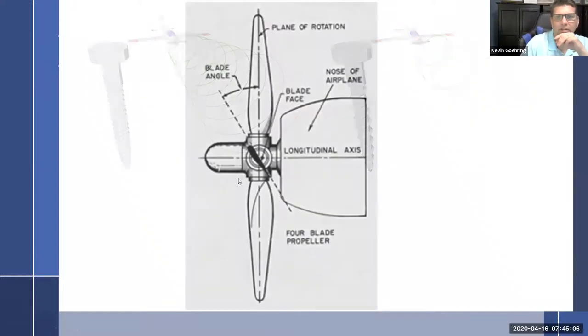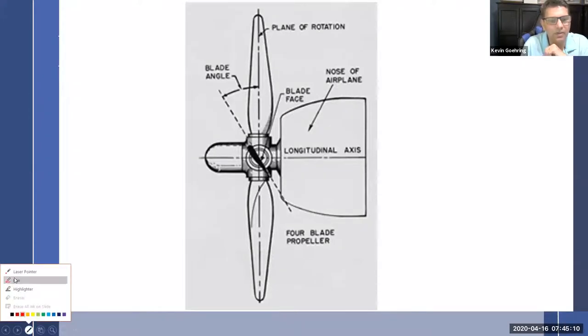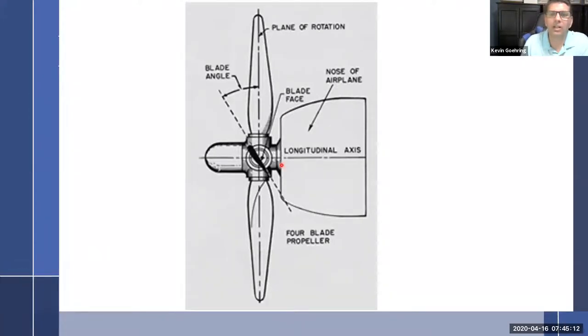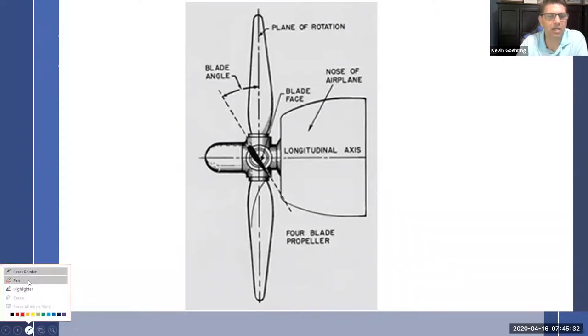Don't look at that one. All right, and so while the definition is the plane of rotation, you can see the plane of rotation is this. You can also take that definition and change it around a little bit if it works better in your own head. This just is maddening. Maddening, I tell you.